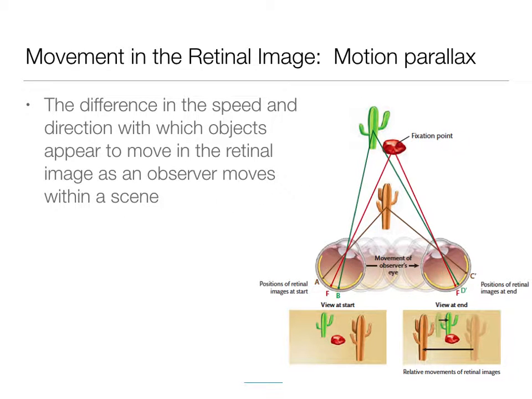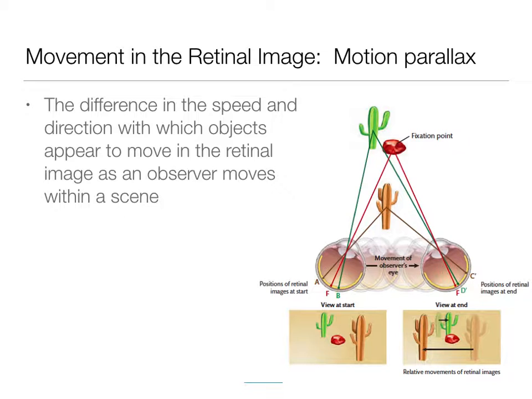So the first one we're talking about is motion parallax. The idea is that the different speeds and directions in which an object appears to move in the retinal image give us information about distance. So if you're walking through a desert, you have this brown cactus that's closer. As you walk, that retinal image is going to be the same size, but it's going to change position, and that's going to give you information about depth. Whereas the green cactus in the back and the rock that's further away, both of those images are going to stay the exact same size as well, but they're going to seem to move a lot slower, and that's going to give us information about depth.